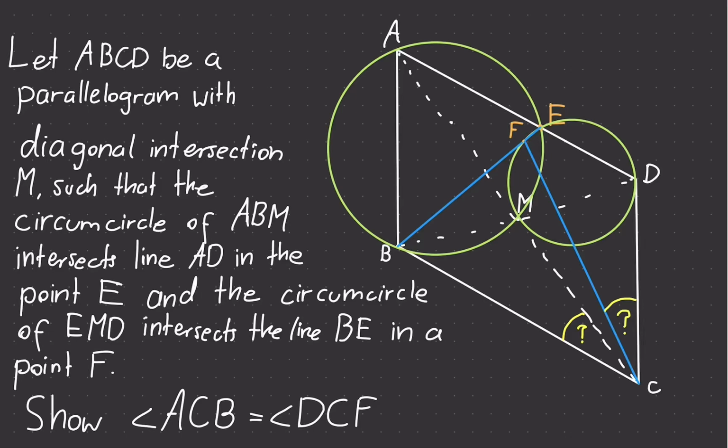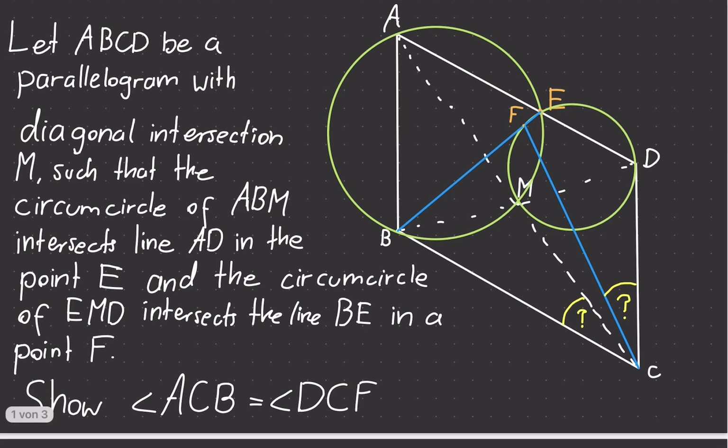Let ABCD be a parallelogram with diagonal intersection M such that the circumcircle of ABM, here in green, intersects line AD, here, in the point E. And the circumcircle of EMD, here in green, intersects line BE, here, in the point F. All right. Then we need to show that these two angles, ACB and DCF, are the same.